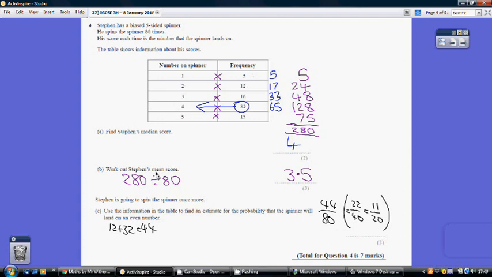Now, to work out the mean score, we know to work out the mean we need the total divided by the number of spins. So what is the total number he achieved? Well, on 5 occasions he got the number 1, so that's 5 times 1, that's a subtotal of 5.